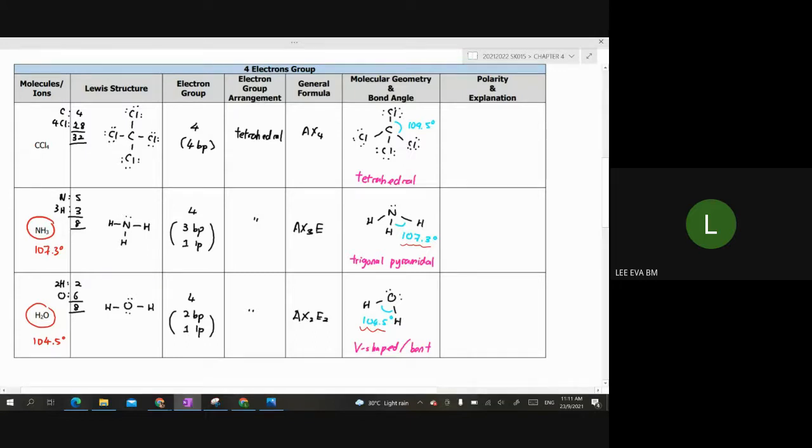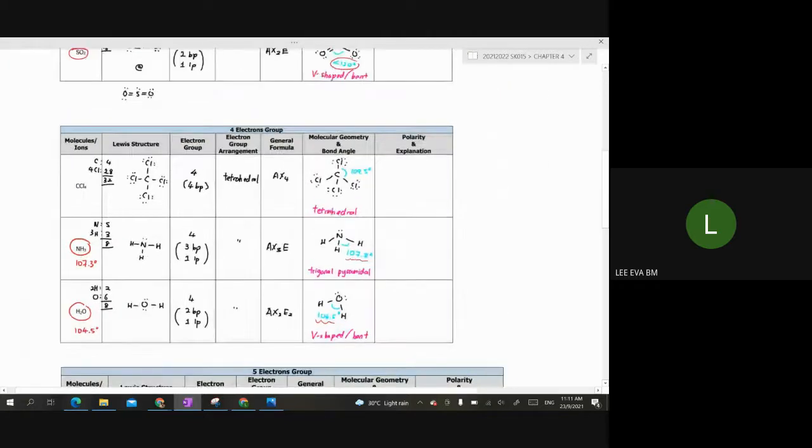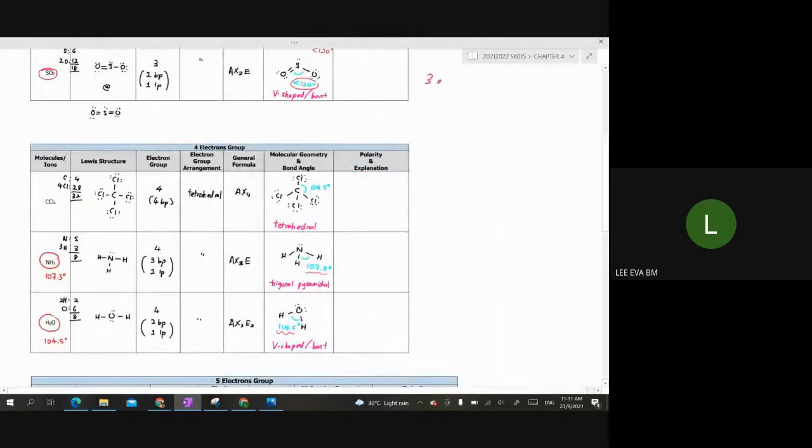Okay, so for V shape and also bent shape, there are two. If you look through the 3 electron groups over here and also the 4 electron groups over here, they just differ by the combination. You see, for H2O, 2 bonding pair and 2 lone pair give you V shape. For SO2, there are 2 bonding pair and 1 lone pair, also giving you V shape. So you need to see what is the electron group and also what is the electron group arrangement, so they fall into different categories.